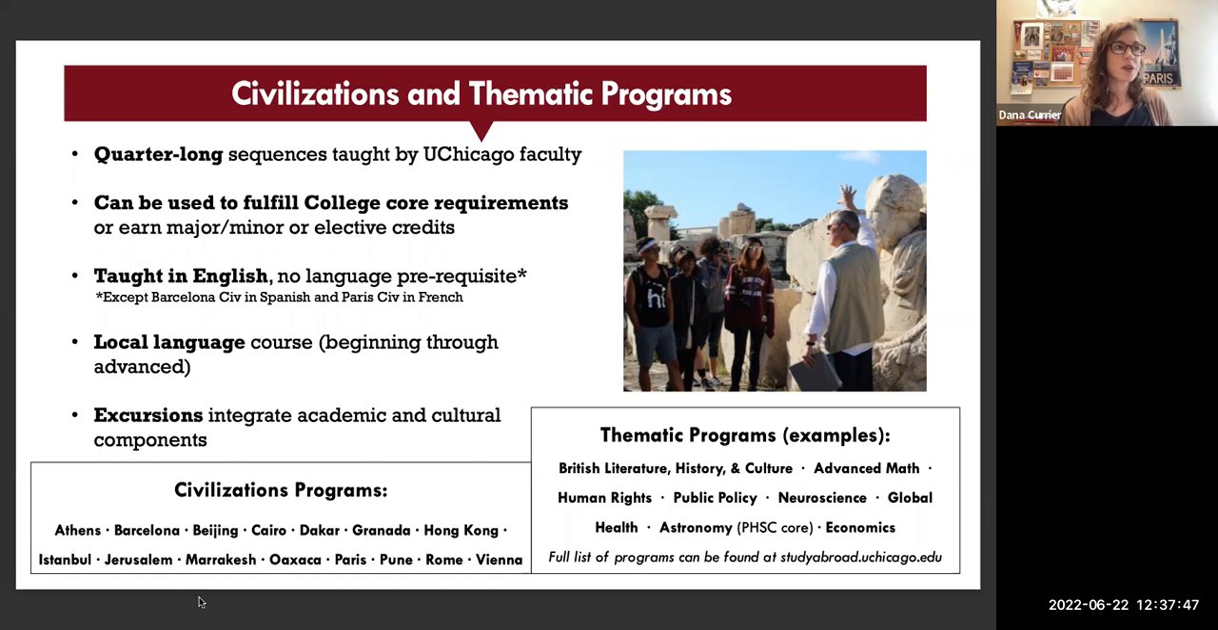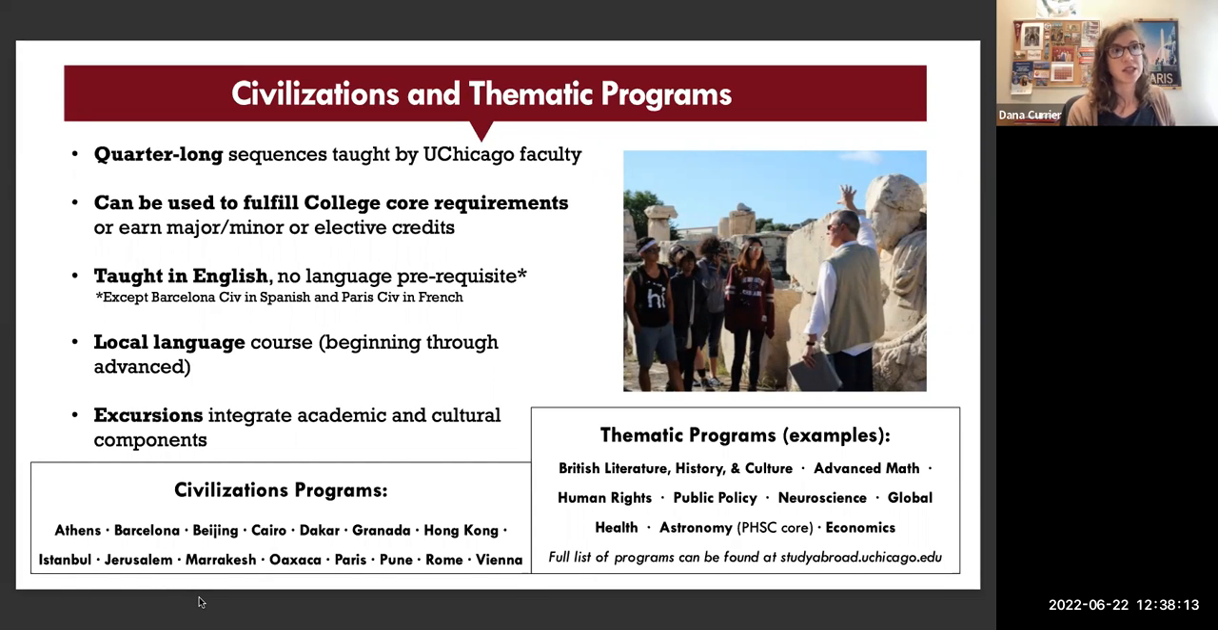And then I think one of the most important parts of these programs are the excursions that the faculty design as part of their courses that really integrate the academic component of the course. So what you're reading and talking about in class with the site itself. So going to museums or archaeological sites.